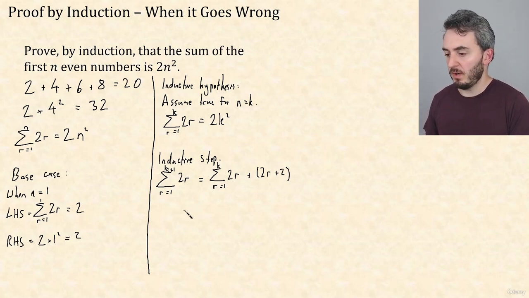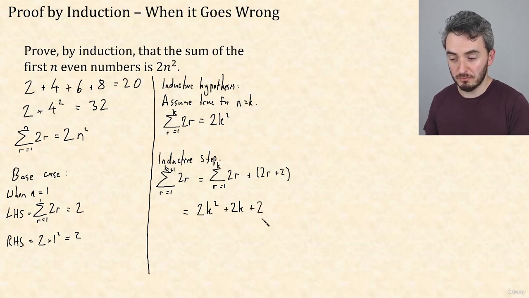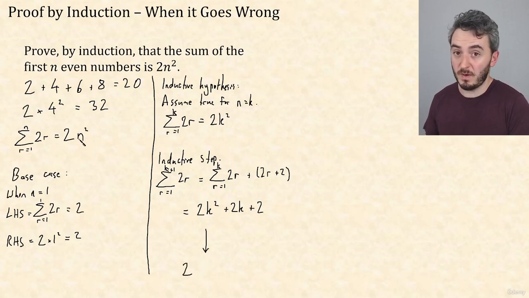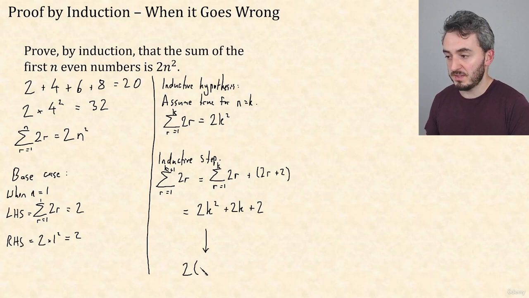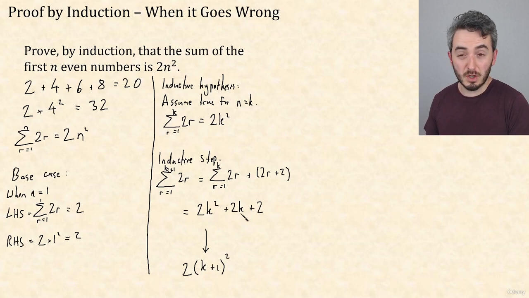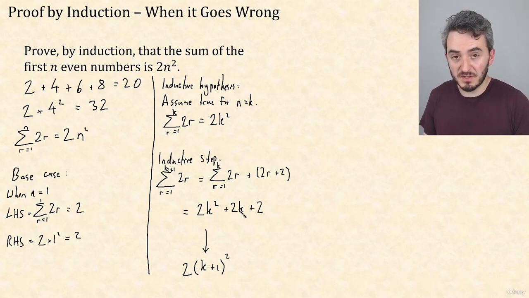So let's see what we can get. Well, by the inductive hypothesis, I can say that this is 2k squared. But then we're also adding on 2k plus 2. And here's the bit where it goes wrong, because if this statement was true, then this should be able to be transformed into 2 times n squared, where n is k plus 1. So we should be able to turn this into 2 times k plus 1 squared. But that's not the same as 2 times k plus 1 squared. And that's where it goes wrong.